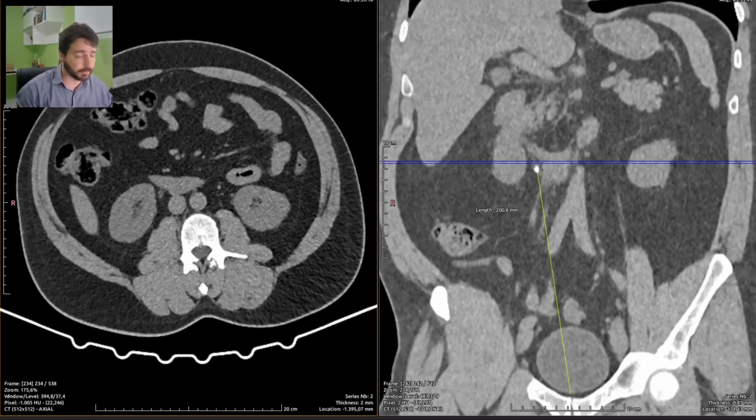I might say a few words in Portuguese because I'm reporting in Portuguese. I'm in Brazil. So let's report the liver steatosis.